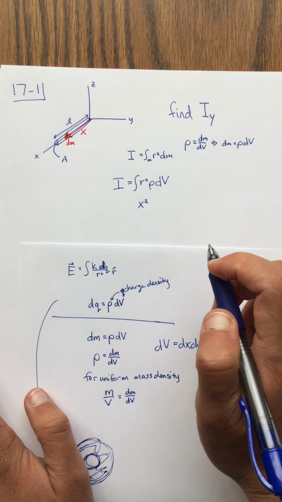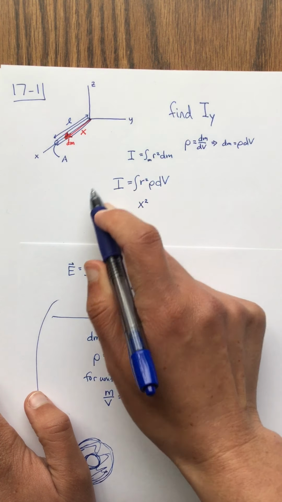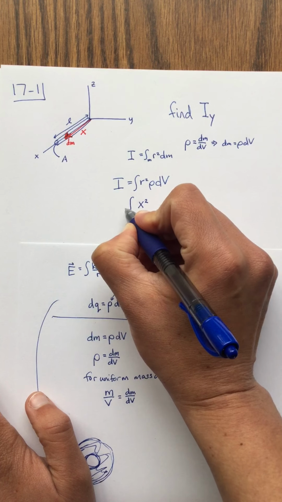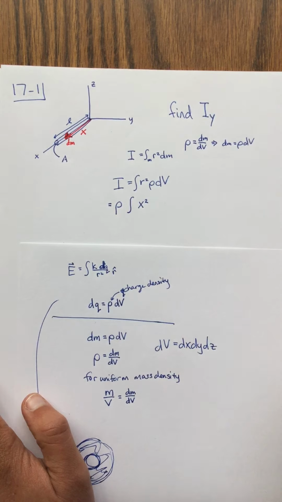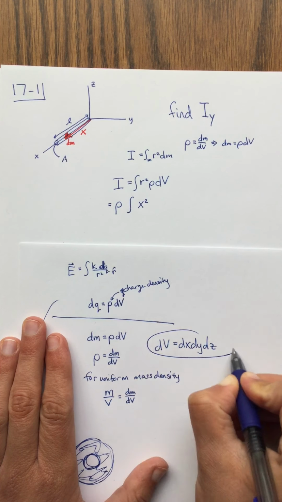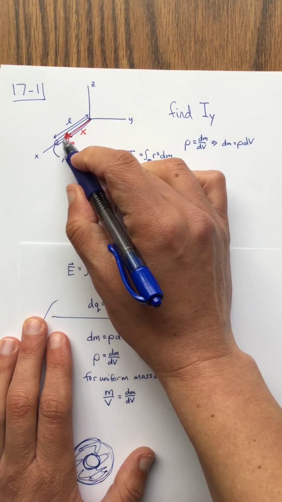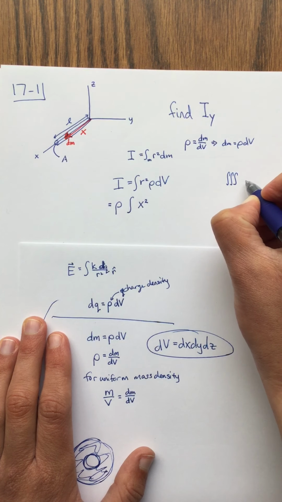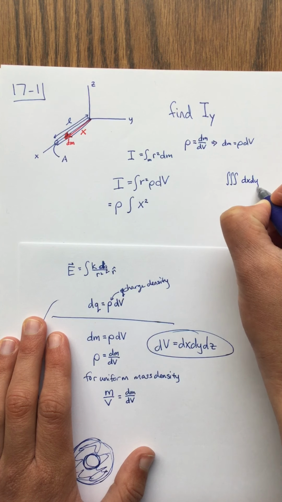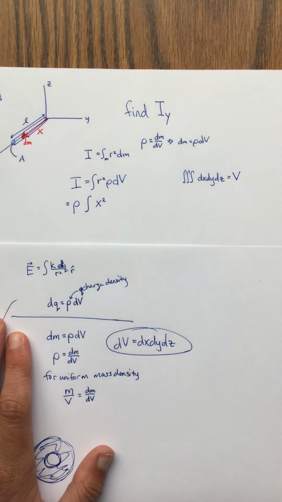And they told me that the rod's density is constant. So if the density is constant, that can come outside of the integral. So that's going to come out here. Then I have this dV. Well, in rectangular coordinates, dV is equal to dx dy dz. That is a triple integral, and you're integrating over everywhere where there is mass. And if you do that for dx dy dz, you would get the total volume of the rod.